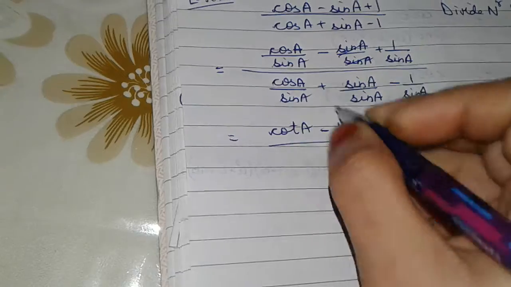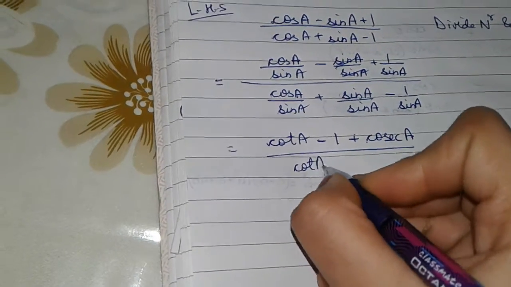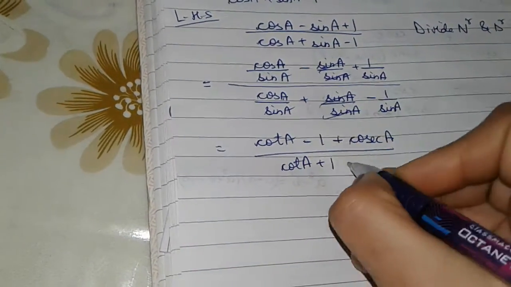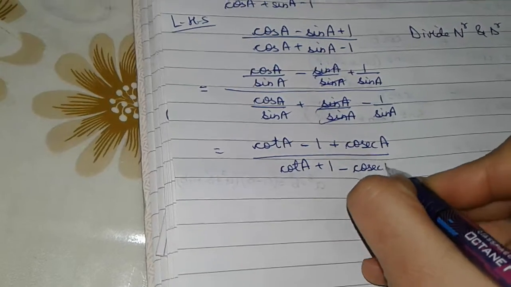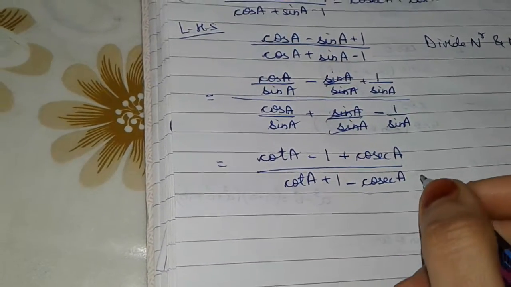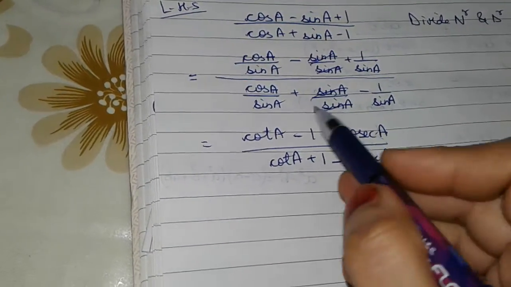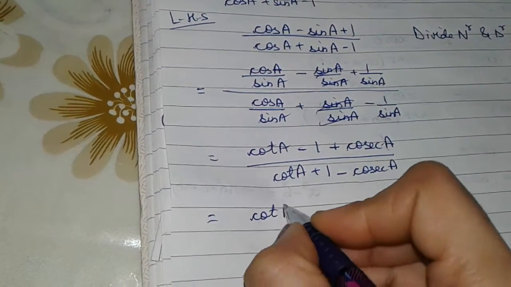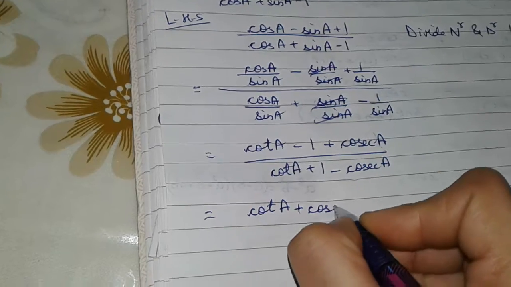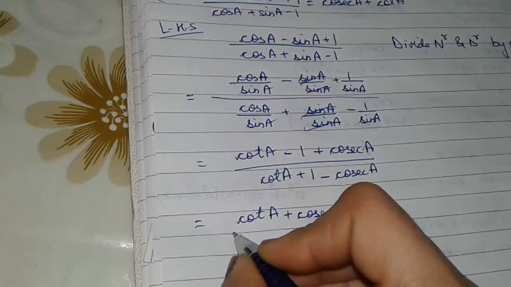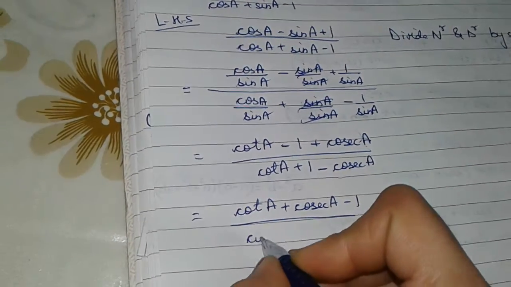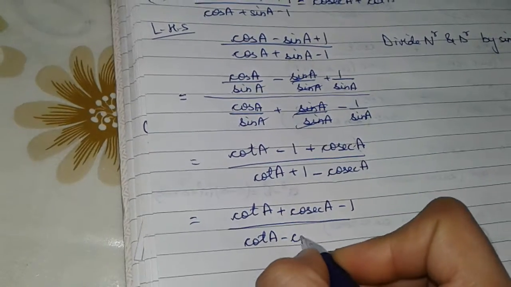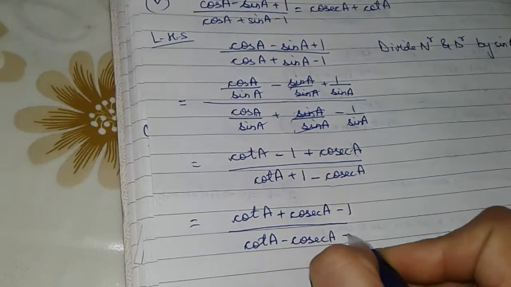Again it will become cot A. Here it will be plus 1 and here it will be minus cosec A. Now take this cosec A to the side of cot A. Cot A plus cosec A minus 1. Here also in the denominator, cot A minus cosec A plus 1.